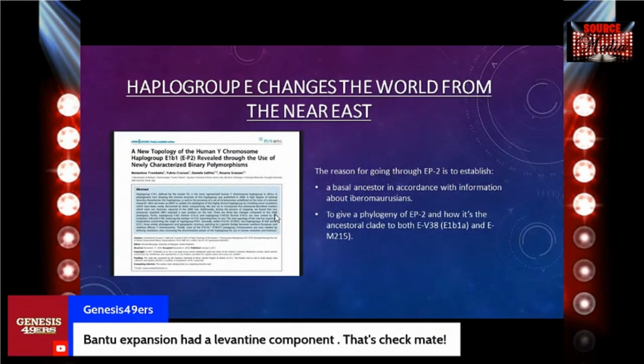And this article right here is a new typology for human Y chromosome EP2, revealed through the use of newly characterized polymorphism. The reason for going through this is to establish a basal ancestor in accordance with the information about the Ibero-Maurusians, because they're saying they're sitting at a position intermediate to both of these. We know that they initially tried to give E1B1A2 its own branch, and it was actually the clade closest related to the Taforalt sample, which means it's very close to EP2, which makes me believe that EP2 is the most likely culprit for this ancestry.